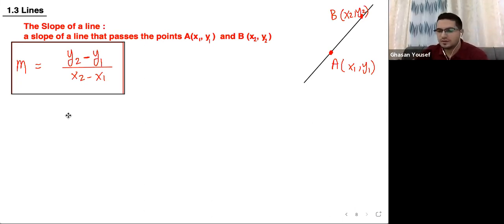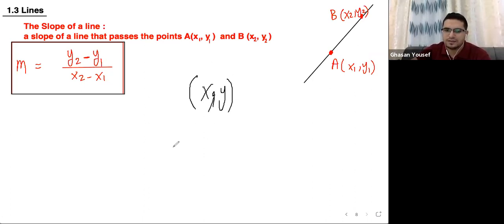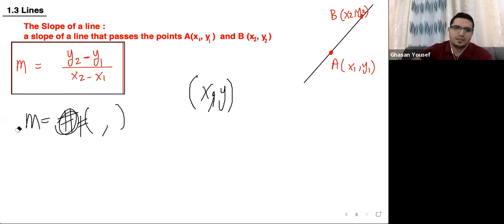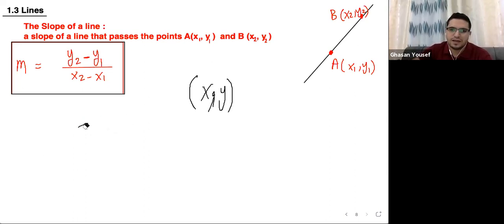And the midpoint is a point, an ordered pair, x comma y, like this. But the slope m is a number, not an ordered pair. It's only a number. The slope again is a number, and the midpoint is an ordered pair. Okay, this is the formula for the slope for any line.